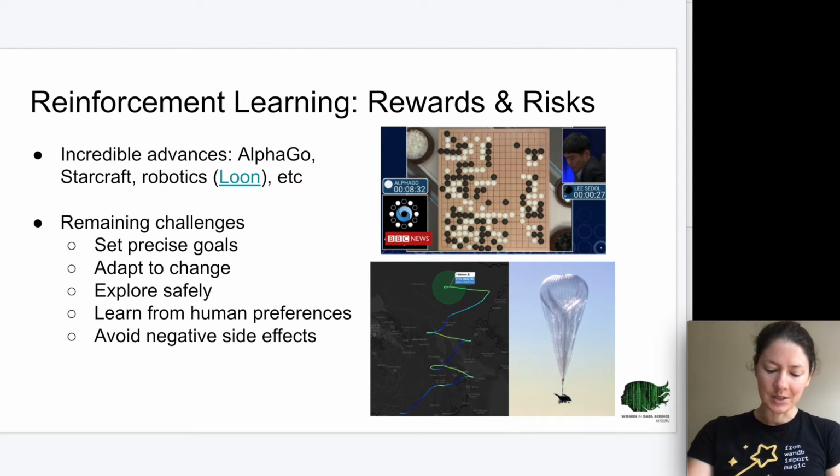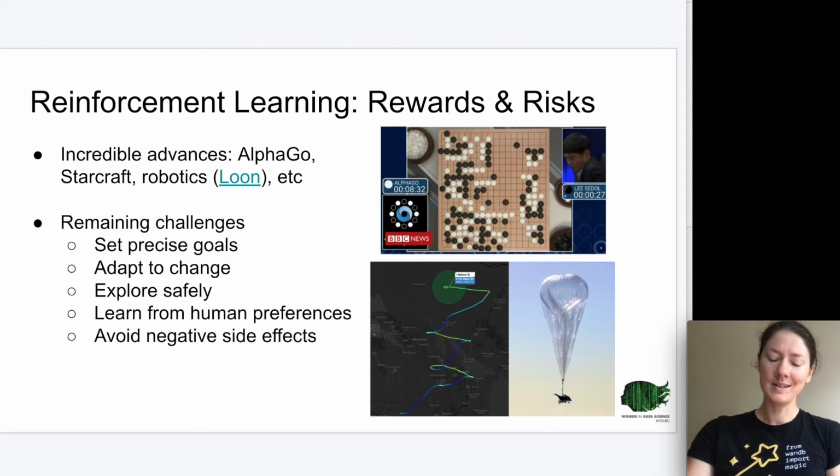There are still many challenges remaining to deploying an RL system. It's tricky to set precise goals for these systems and to get them to adapt to change. For example, if a robot moves from pavement onto, say, dirt or grass, how does that affect its mobility? It's hard to build systems that explore safely as well. If certain explorations would cause a robot to go off cliffs, then it might never learn about those states.